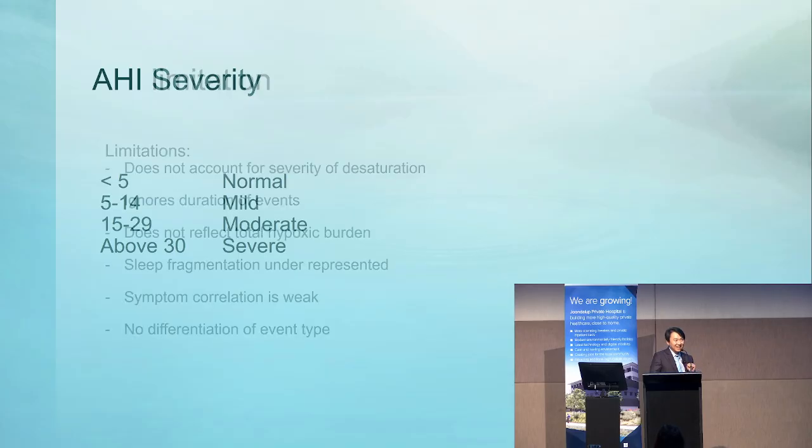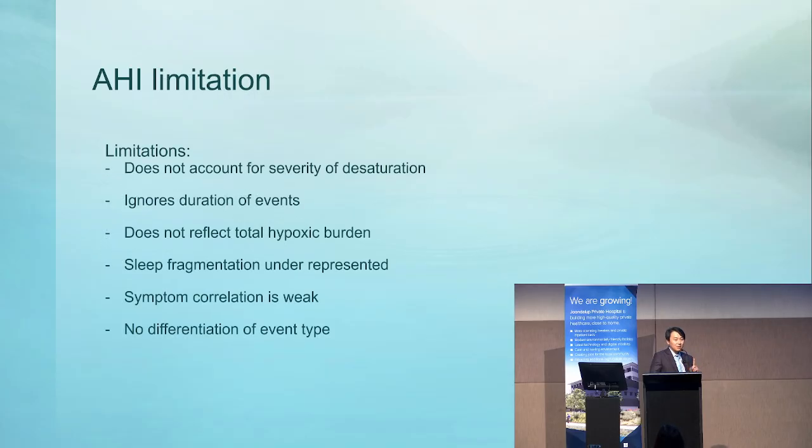But there are limitations on how we measure sleep apnea. We came up with this thing called the apnea-hypopnea index. Someone plucked it out of the sky. Let's call this the apnea-hypopnea index, and these are the severity categories. There are weaknesses with the AHI. It's not the most robust measurement of your sleep apnea severity.